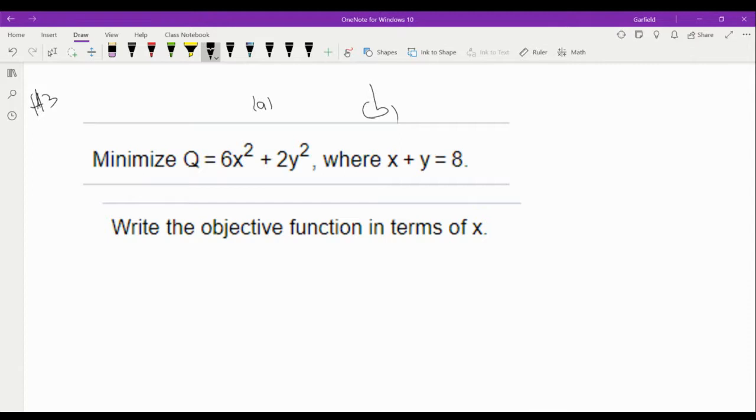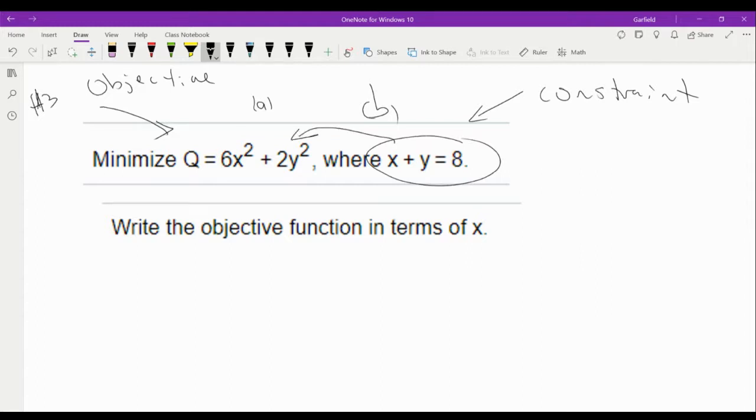The constraint function is x plus y equals 8. Okay, so that's our constraint. And this is our objective function then, right? Because that's what we're maximizing. So whatever we're maximizing or minimizing, that's our objective function. And the constraint, we're always going to substitute into the objective function. Notice there's a y in the objective function. They do not want the y. They said write the objective function in terms of x. That means we're going to get rid of the y.